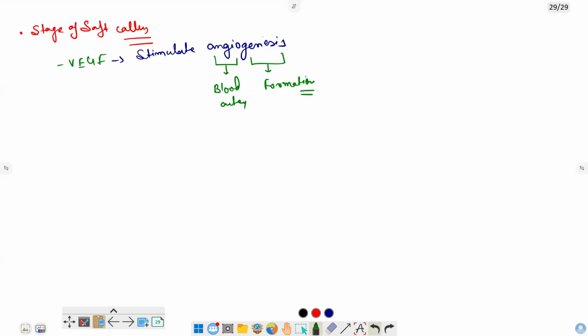Apart from that, once VEGF has started, angiogenesis has started, and blood artery formation has started, it means the blood will now start to flow in that particular area. Now, the next point: fibrin-rich granulation cells will develop.